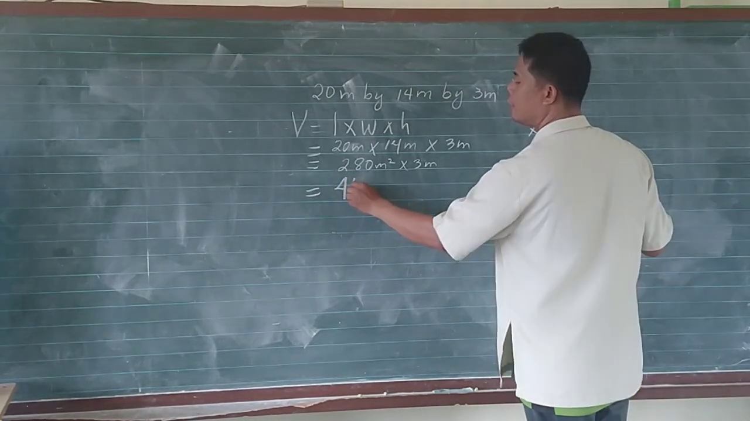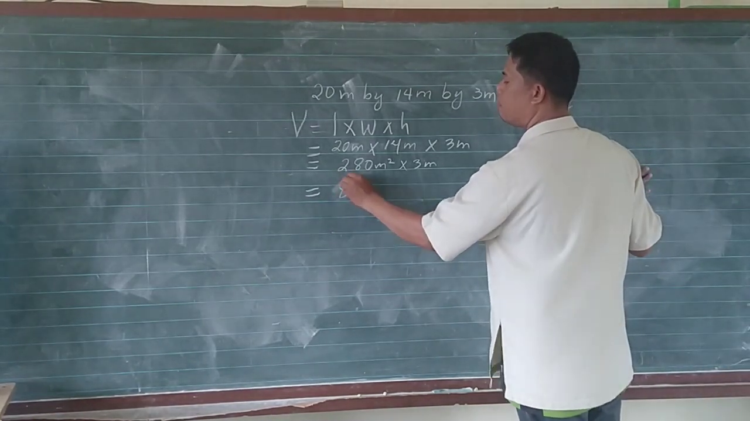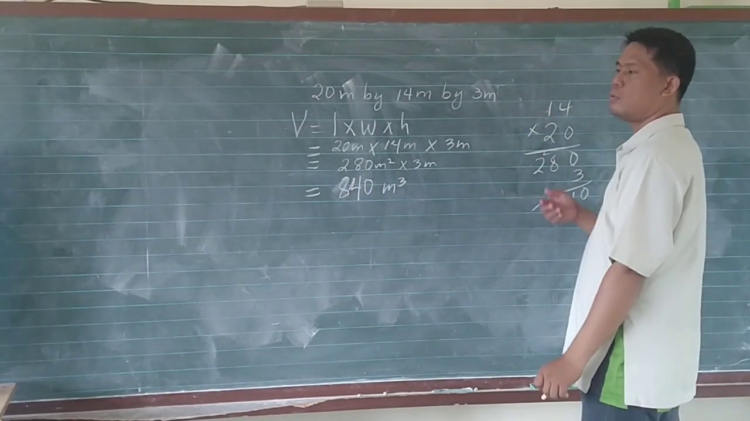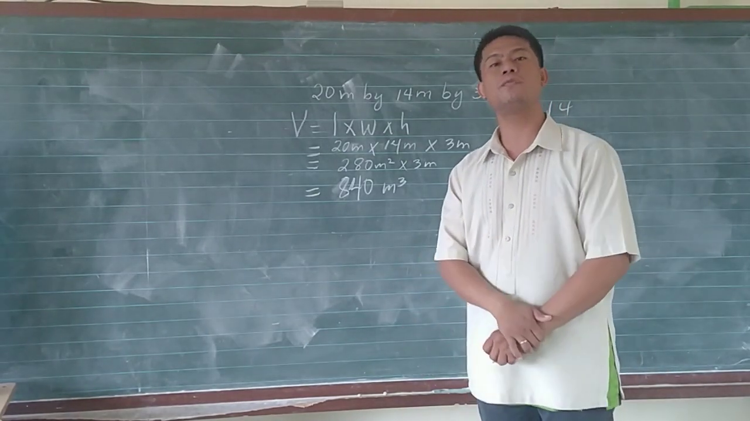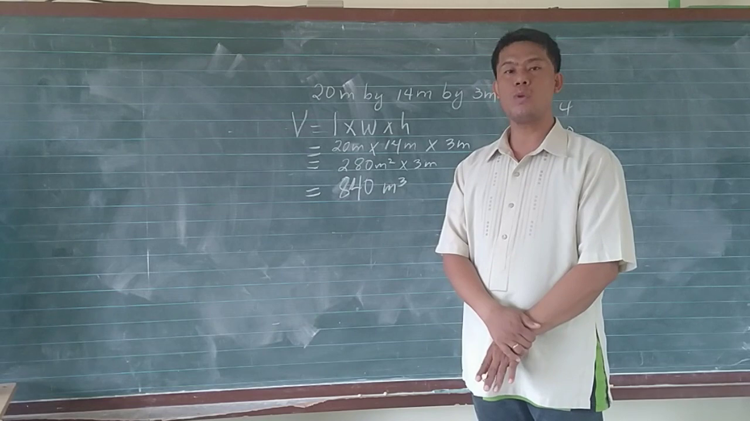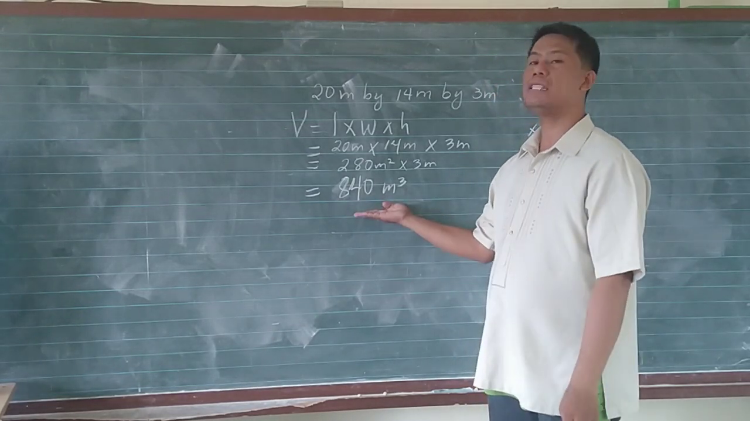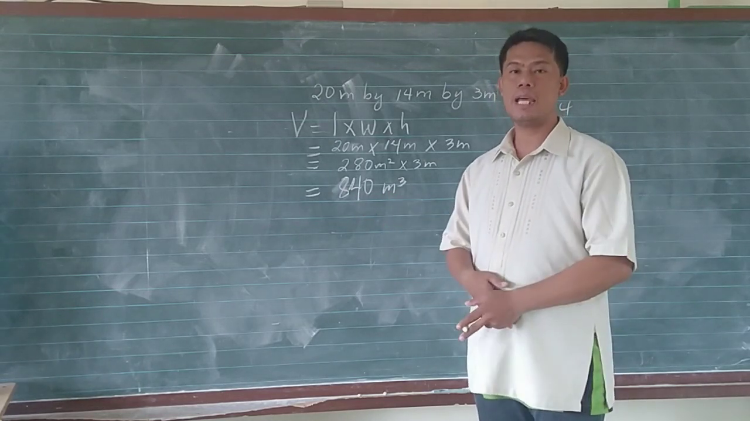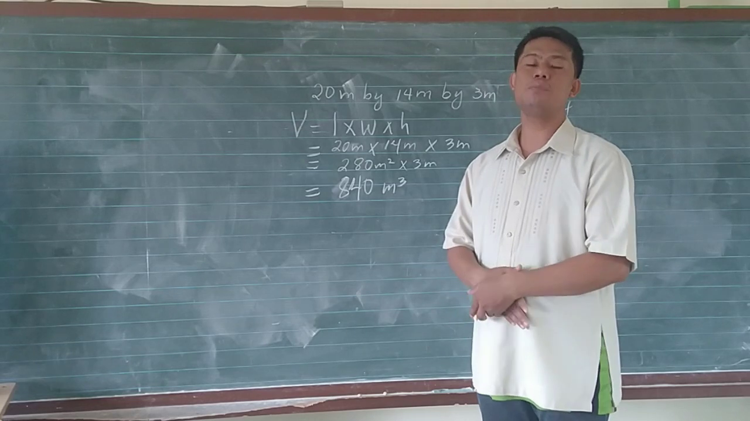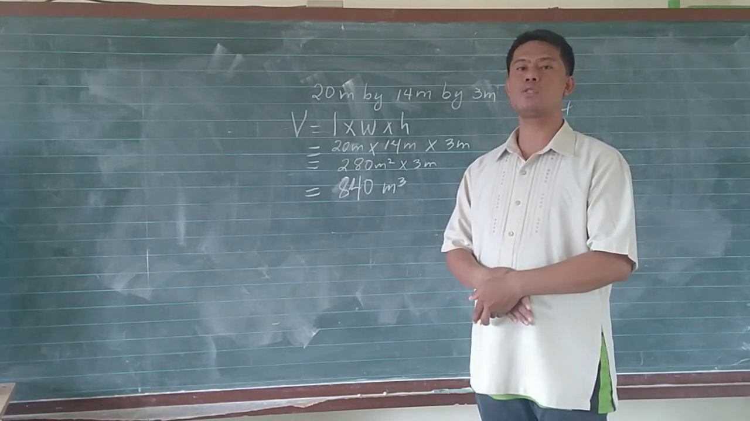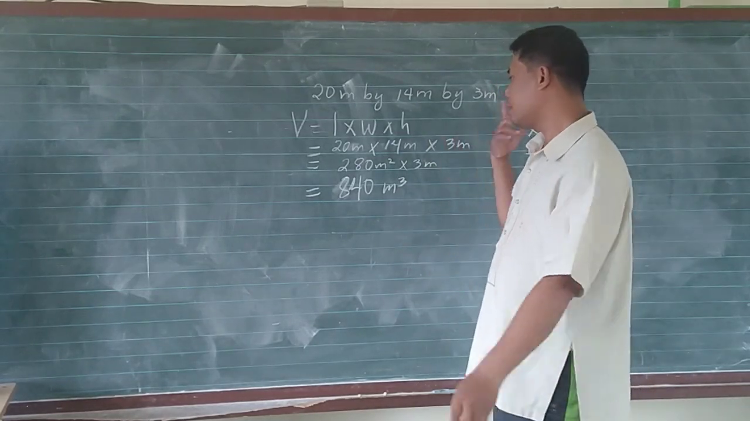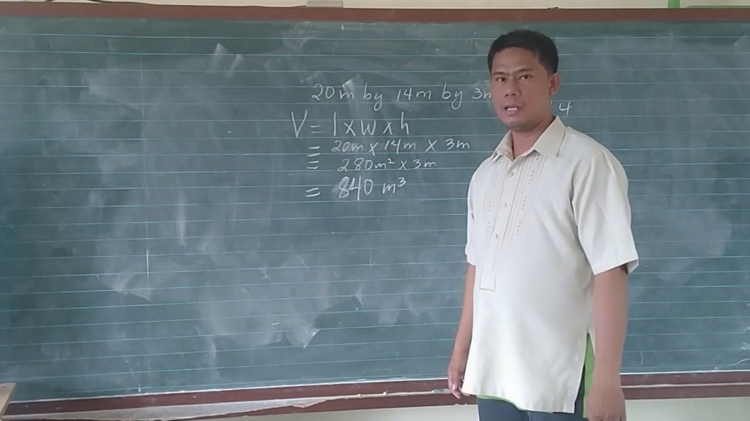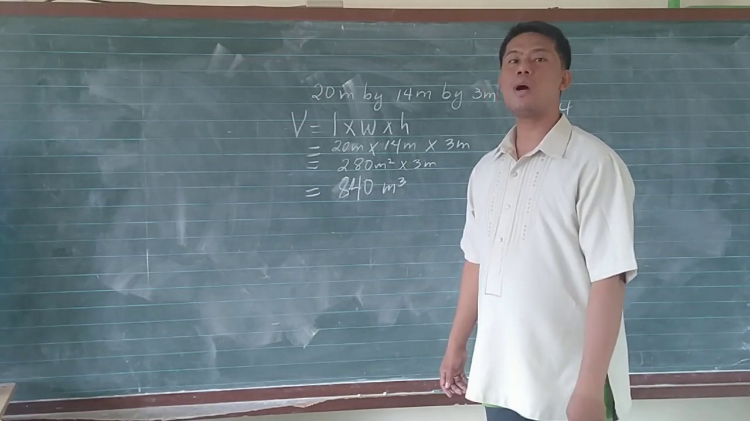So therefore, the volume of water, or the cubic meters of water needed to fill in the swimming pool, is 840 cubic meters. And that is how to solve the routine problem. That kind of problem, class, we call a routine problem because we are only using one formula and one operation, and that is multiplication only. Alright? Okay, let's go now to another example.